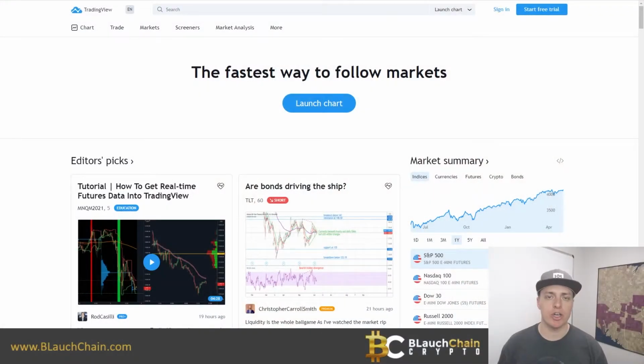And so the first thing that we're going to do is open up a website known as TradingView. TradingView is a free service where you can use their charting software. When you go to tradingview.com, you can simply click launch chart.